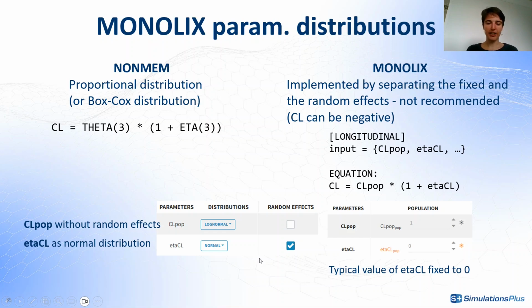Then you need to be careful in the statistical part of the model definition in Monolix. You need to make sure that CL pop has no random effects because it represents only theta 3. And that eta CL is defined with a normal distribution because it represents just the random effects. And then in addition, eta CL is actually a centered normal distribution around 0, so I need to fix its value to 0. That's what we have seen already before, how to fix a value. And it would be the same procedure if you have a Box-Cox distribution, for instance.